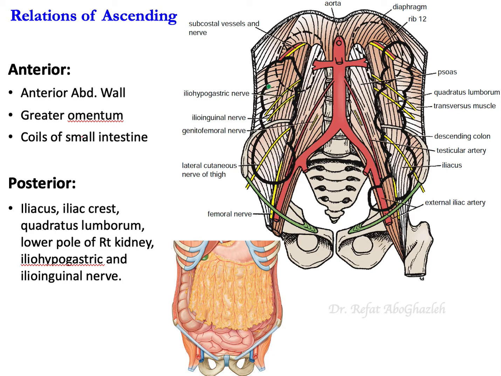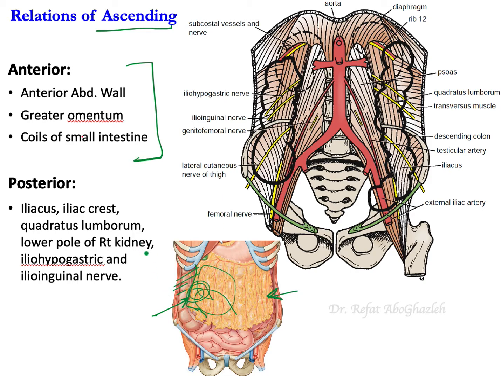But anyway, back to the ascending colon and its anterior and posterior relations. Anteriorly, this is again the ascending colon. So anteriorly, it's related to the anterior abdominal wall, and you see here the greater omentum that descends like an apron, and of course coils of small intestine. That's very simple. Similarly, these structures are also related to the descending colon.